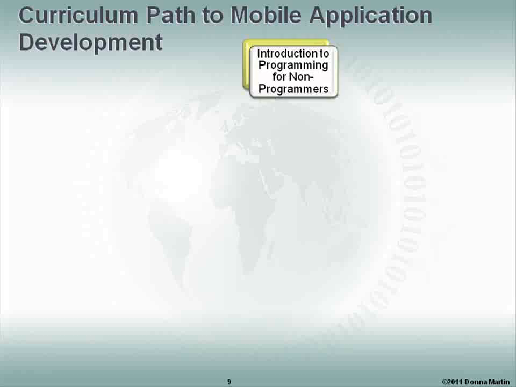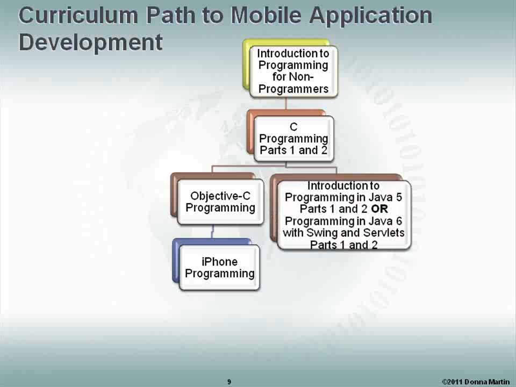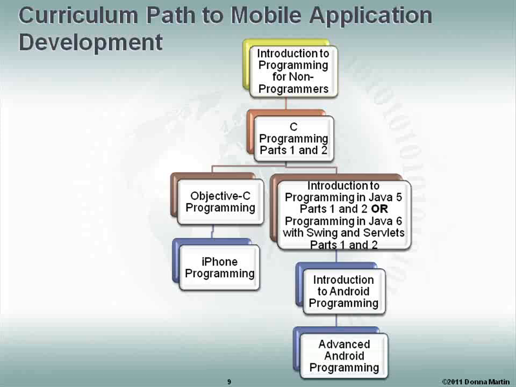You start with this course if you have no programming background. You would then move into the C course, which again is a 2-part course. Then you could branch into the Objective-C programming and then into the iPhone programming class if that is the area that you're interested in going into. Or you could go from the C programming class into the Java course, either Java 5 or 6. Then you would go into Introduction to Android Programming, and there's also an Advanced Android Programming. Just depends on what mobile device you're interested in, which path you would take.